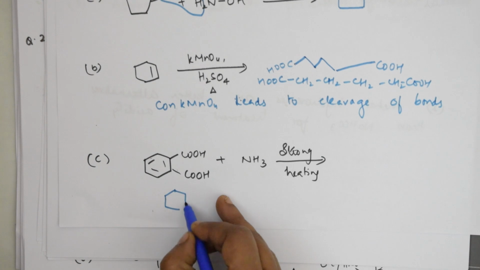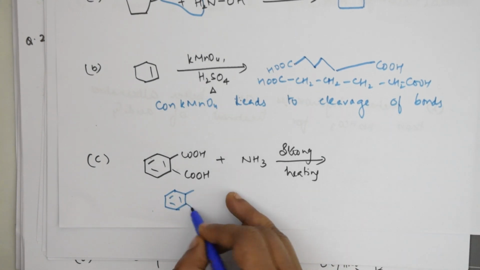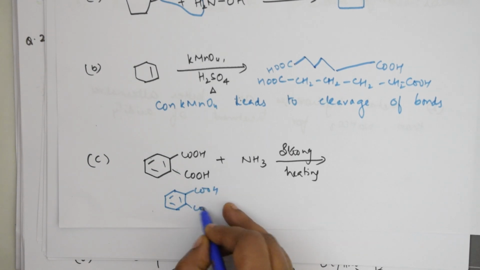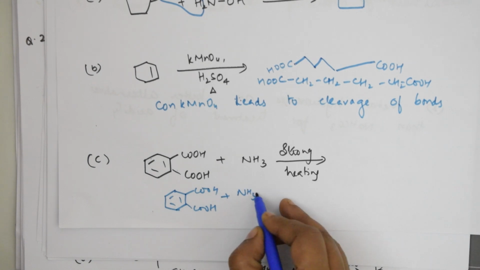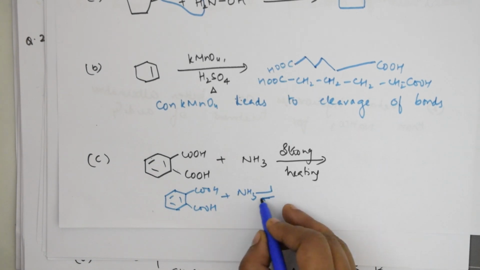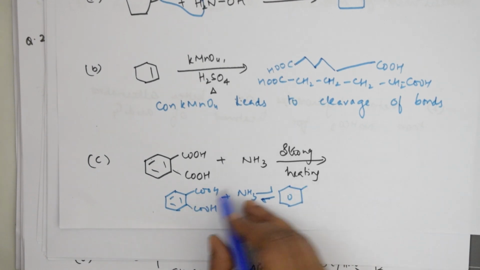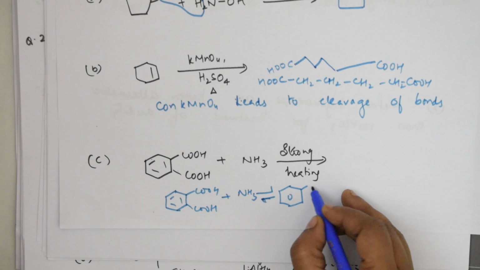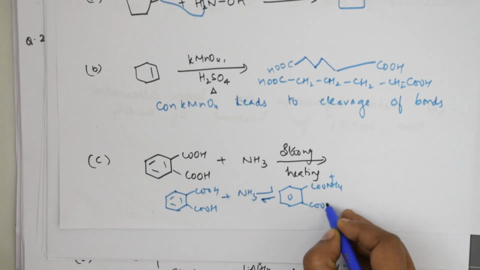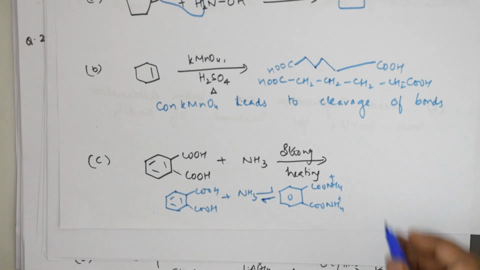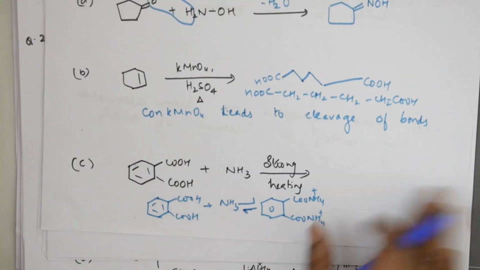First, I'll be taking this phthalic acid. This is nothing but, as I said, Gabriel phthalimide synthesis. Take this phthalic acid first. You're going to add ammonia. Then what does it form? It is going to form an intermediate first. This becomes COONH4+ and COONH4+. This is called ammonium phthalate. This is phthalic acid, and this is ammonium phthalate.